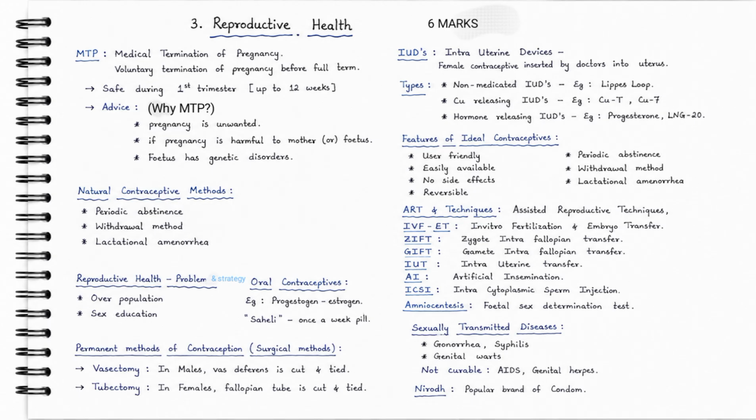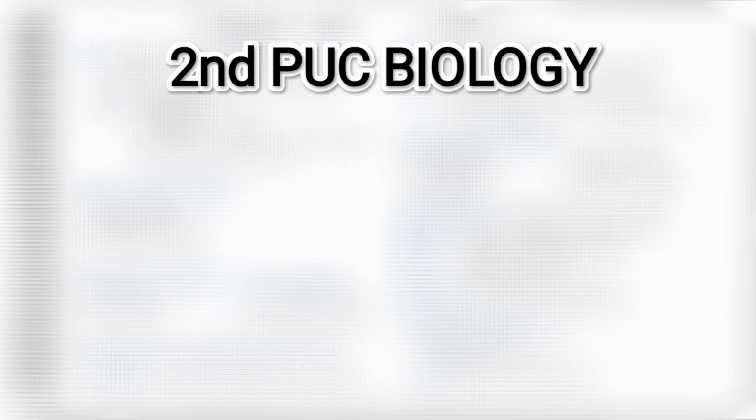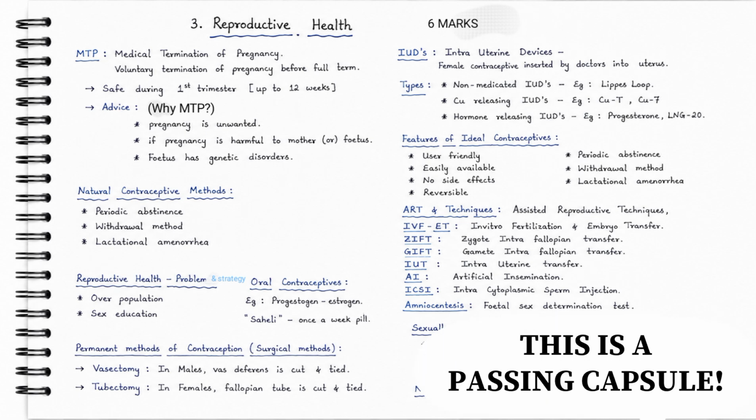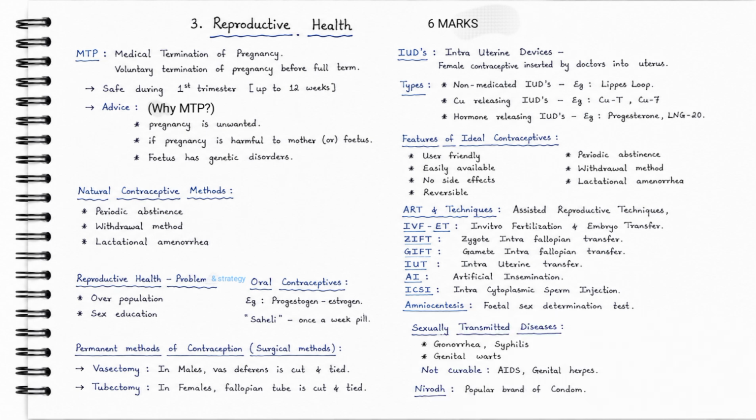So let's get started. In this video, we are going to see second PUC Biology's chapter number 3, that is Reproductive Health, highly important questions. Basically, this video is made for those students who are struggling to pass in second PUC, those who just want to pass and clear this second PUC, or those who also want to pass with a good percentage. For those students, these notes are made.